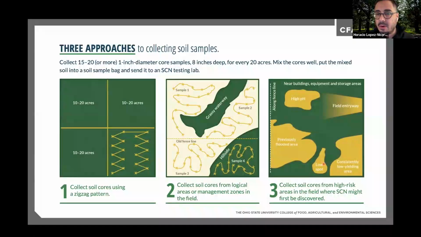Normally, I recommend growers to target areas that could be more prone to have higher numbers, entryways. Anything that moves soil will move SCN. But even those sites that consistently have been yielding low, why? I have done everything and still that site is consistently yielding very low. Maybe it's SCN.